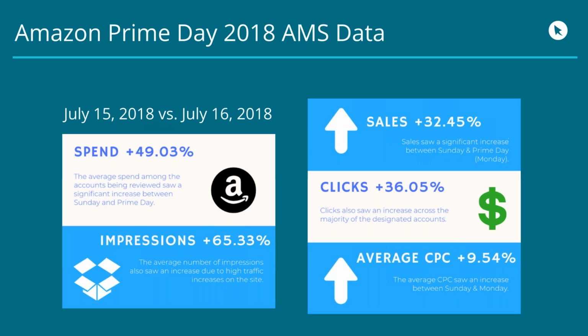So what do all those numbers mean? It basically means that as Prime Day comes up, it'll be similar to Q4 in that you're going to see an uptick in a lot of traffic on Amazon. So that's going to increase your impressions, spend, and clicks.